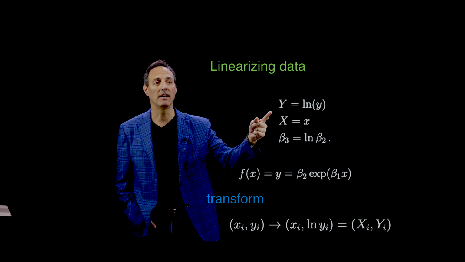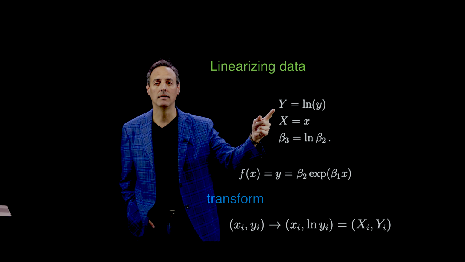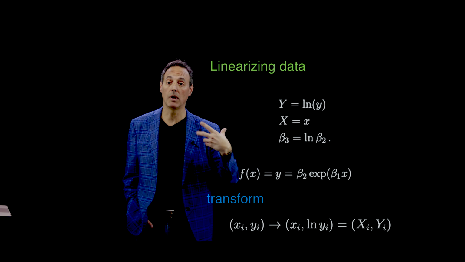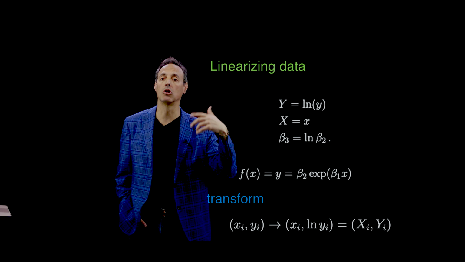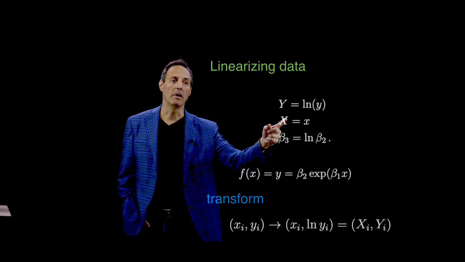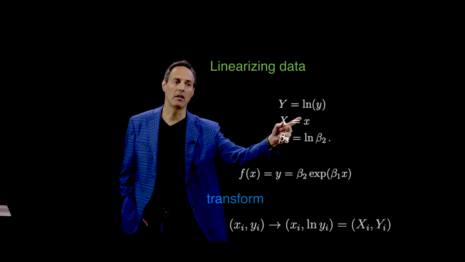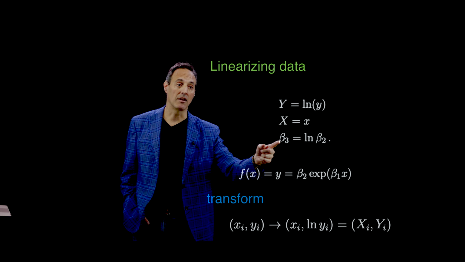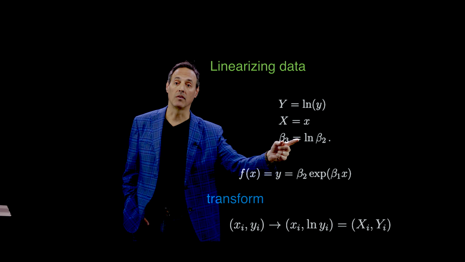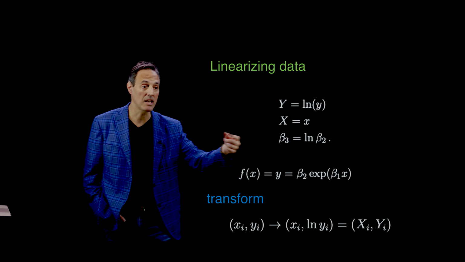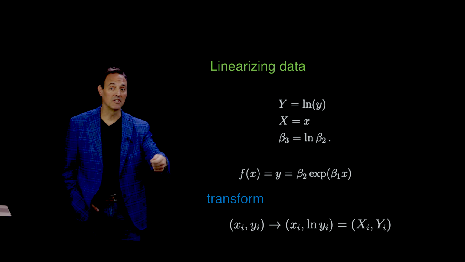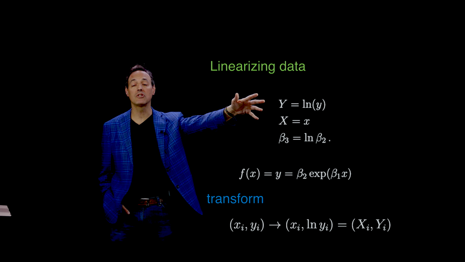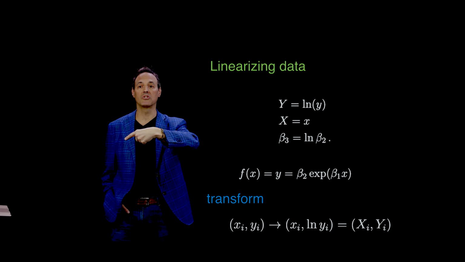You can redefine the data. So you can take big Y to be the log of little y. So little y is the data I gave you, but now you take the log of the data, you make a transformation from those little x, little y to new big X, big Y. The parameter here, beta 3, is related to the line fit log beta 2. So beta 1 now becomes, in fact, the same beta 1 for the line fit.